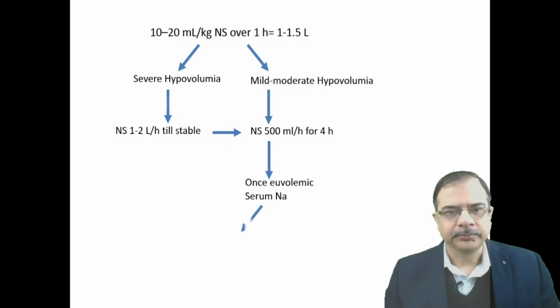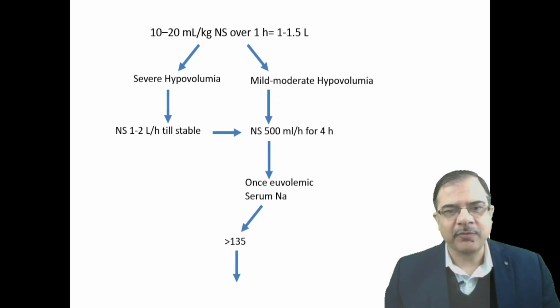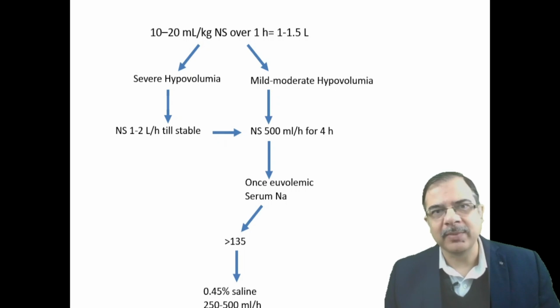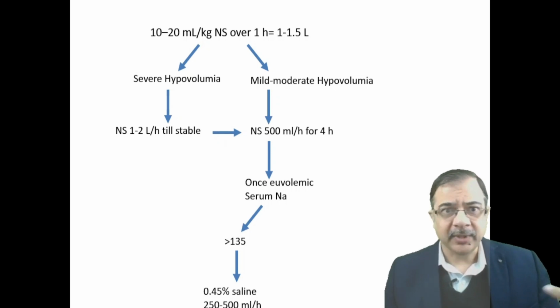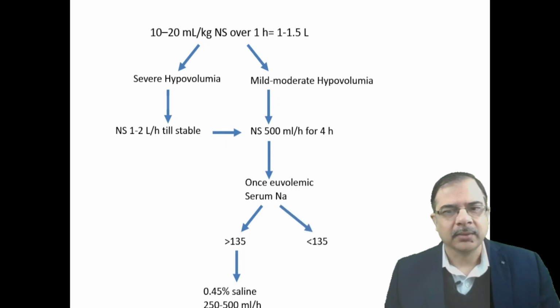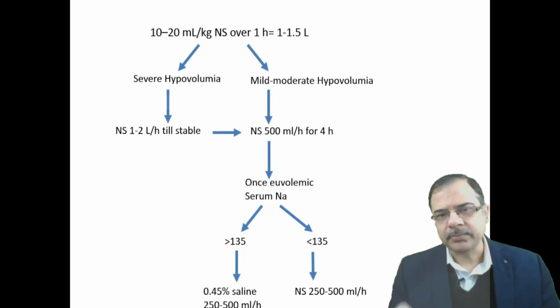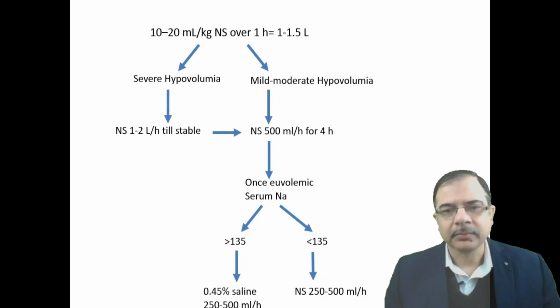serum sodium. If serum sodium is more than 135, in that scenario we shift the patient to half normal saline. Half normal saline is 0.45% saline, and we give 250 to 500 ml per hour. Otherwise, if sodium is more than 135 and we keep on giving normal saline, there can be chances of cerebral edema. If sodium is still low, then we continue with normal saline 250 to 500 ml per hour. So this is the initial treatment protocol for IV fluids, how to go about the IV fluids.